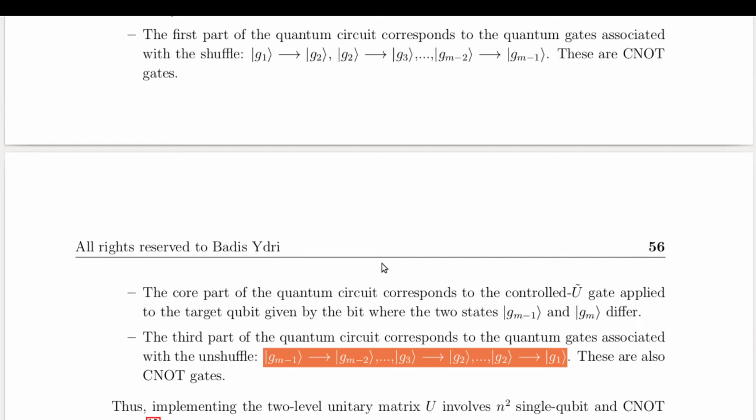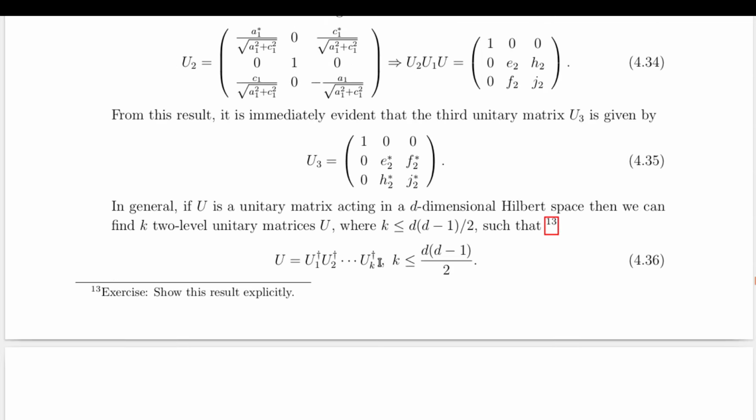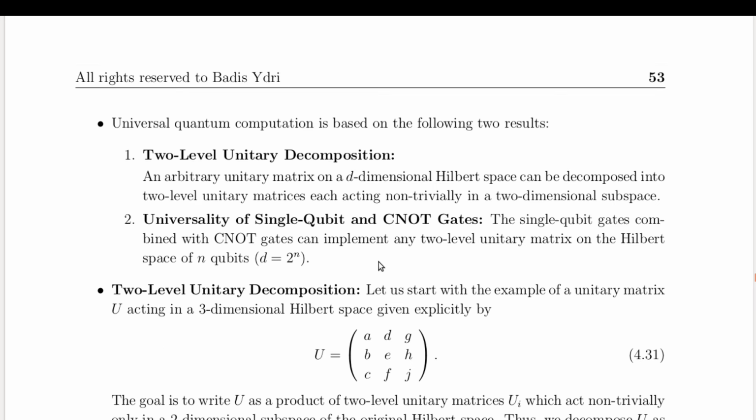Conclusion. Here's the big picture. Using just single-qubit gates and CNOT gates, any unitary operation can be broken down into smaller, more manageable components. This fundamental principle lies at the heart of quantum computation. While the number of gates required may grow with the size of the system, this method demonstrates that quantum computers can achieve any computation permitted by the laws of quantum mechanics. Universal quantum computation is a cornerstone of the field. By decomposing complex operations into two-level unitaries and leveraging the versatility of single-qubit and CNOT gates, this approach enables quantum algorithms to solve problems beyond the reach of classical computers.